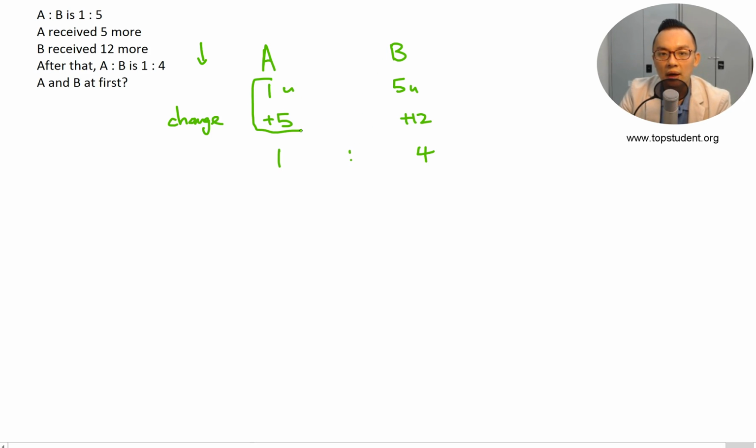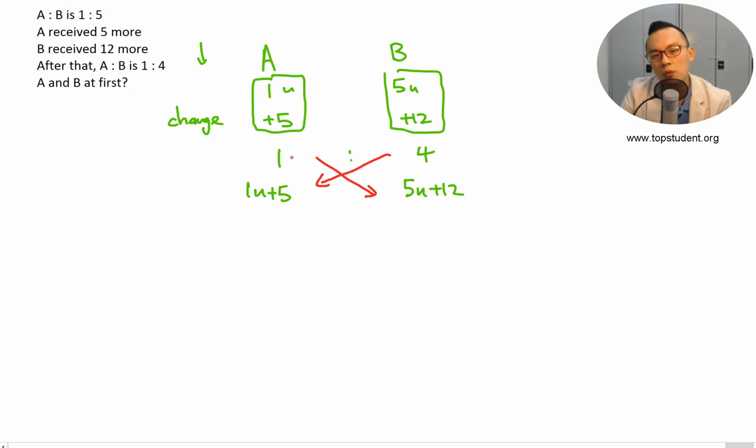So again, combine this together. 1u plus 5. Combine this together. 5u plus 12. So 5u plus 12 is 4 times of this. So do your cross multiply. This one times 4. This one times 1. So if this is like 3 is to 4, just multiply this side by 3. Then that's about it.